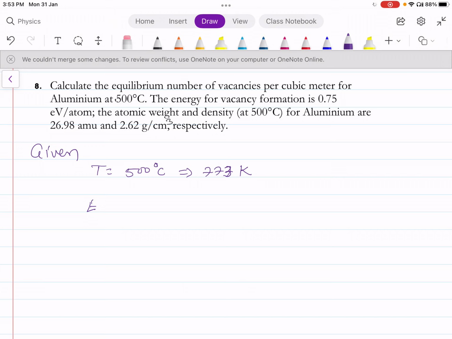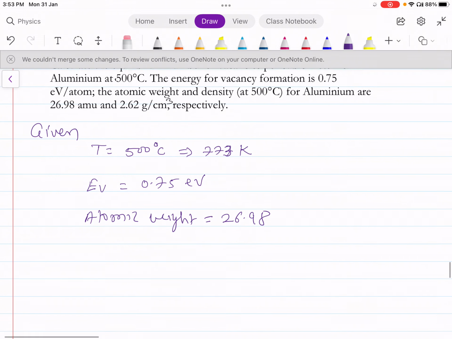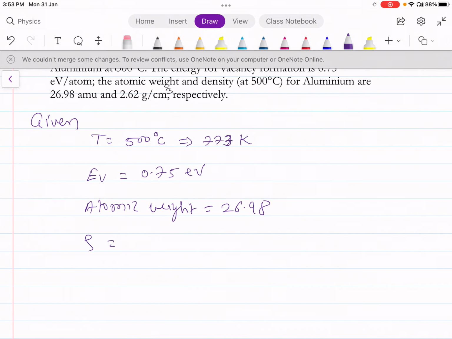The second given quantity is energy for vacancy formation, and that is 0.75 electron volt. Similarly, atomic weight is given, which is 26.98, and density is 2.62 gram per centimeter cube. These are the given quantities.